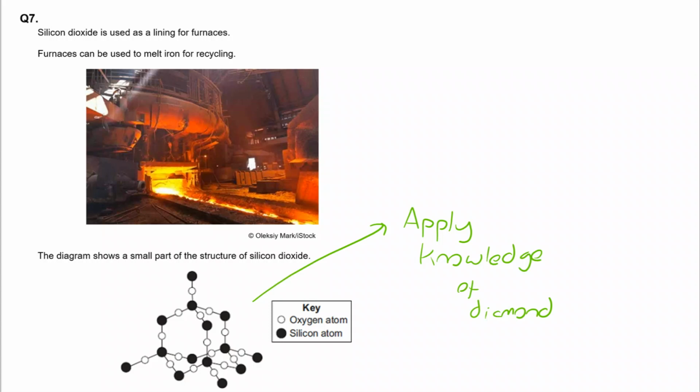Okay, moving on to question 7, we've got silicon dioxide here used as a lining for furnaces. We think about furnaces, very high temperatures, that's key in a second. Got a diagram there, and we've also got silicon dioxide provided. And I'm hoping that what you can see here is, although you don't learn explicitly about silicon dioxide, it has a very similar structure to diamond. This is a question that's asking you to apply your knowledge of diamond. It will work in exactly the same way.